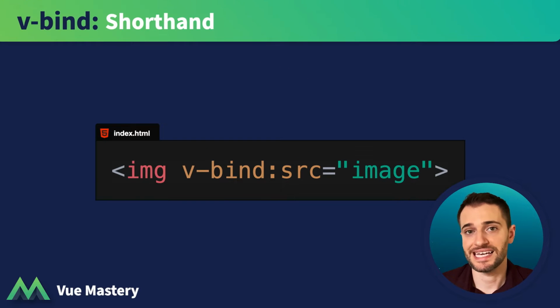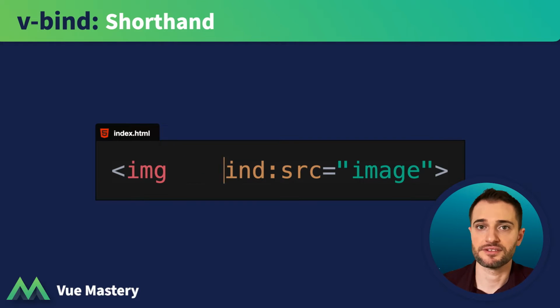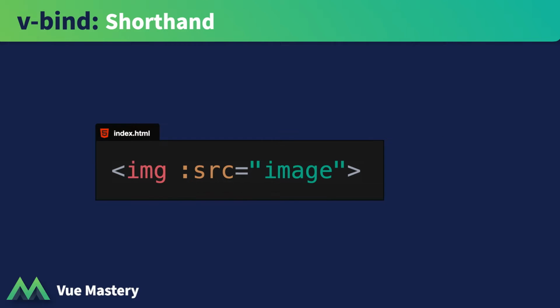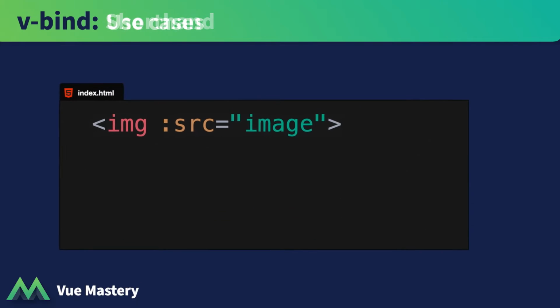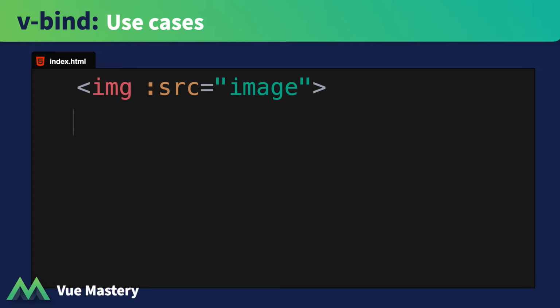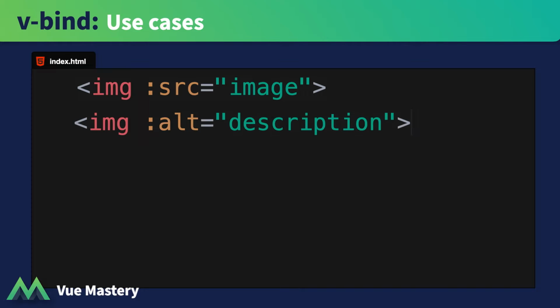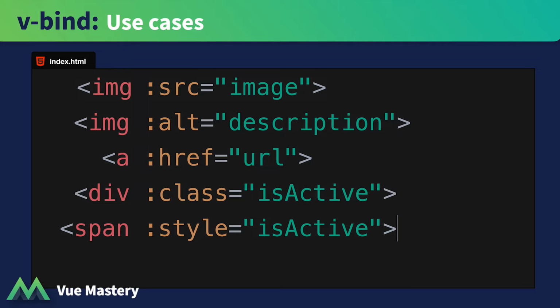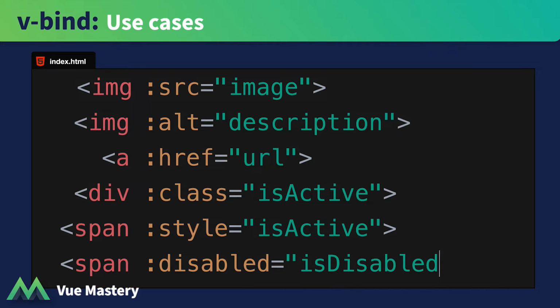Using v-bind to bind to attributes like this is super common. So common that there is a shorthand for v-bind, and it's just the colon, like so. And as you can imagine, since there's so many different HTML attributes, there's a lot of use cases for v-bind. For example, you might be binding a description to an alt attribute, binding a URL to an href, binding some dynamic styles to a class or style attribute, disabling a button with v-bind, and so on.